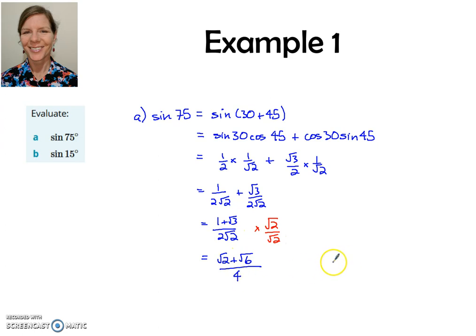So that's my answer there. Okay, so it's still kind of a little bit non-meaningful. It's a bit messy, but it's in a nice exact form, so I've got a nice exact answer there. Okay, so that's for the first one.